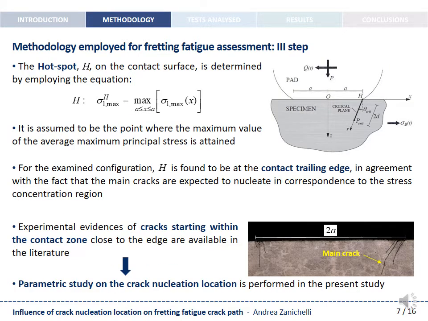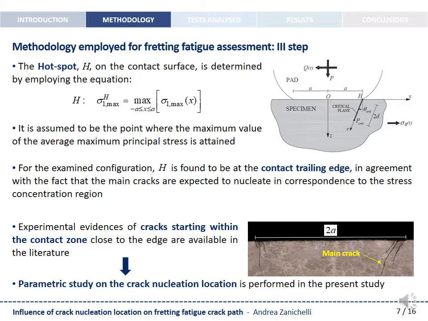Once the stress field is evaluated, the hotspot H is looked for on the contact surface by means of the equation reported here. In particular, the hotspot is assumed to be the point where the maximum value of the average maximum principal stress is attained. Note that, for the examined configuration, such a point is found to be at the contact trailing edge, as is shown in the figure on the right.